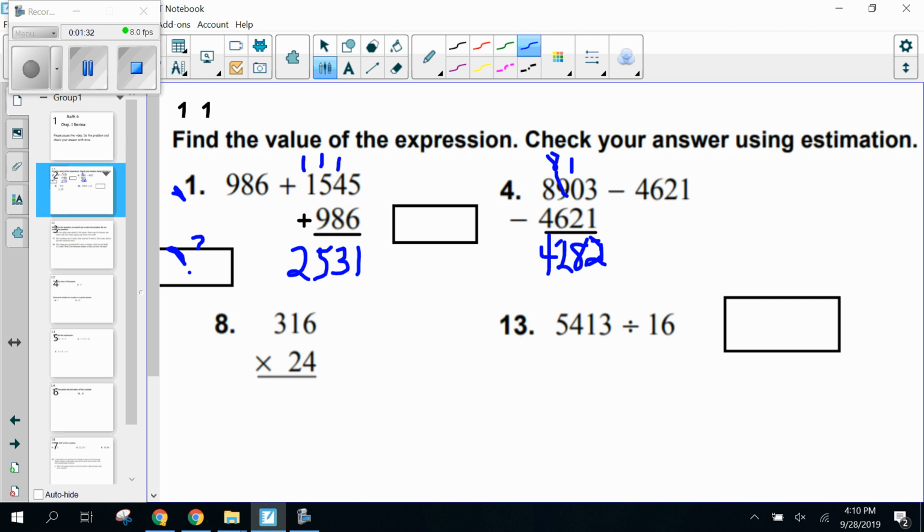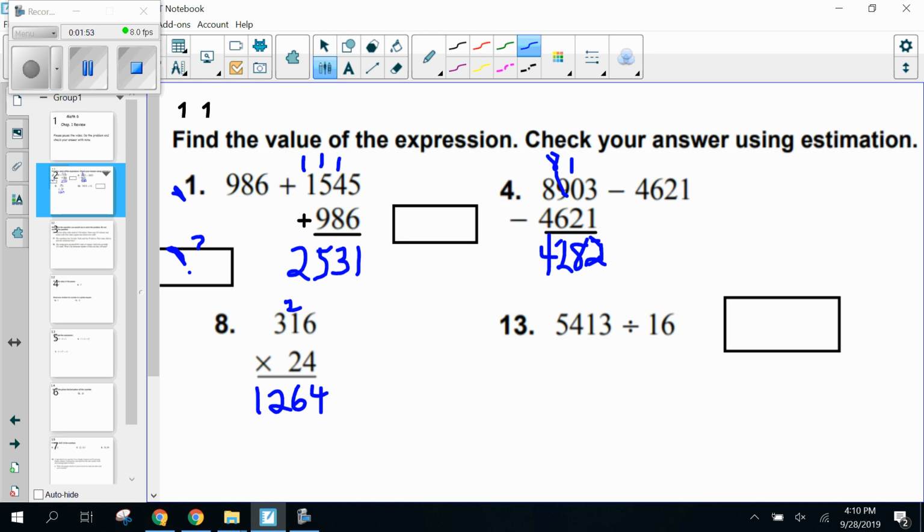Okay, for multiplication, we have to do one row at a time. So our first row is going to be 4 times 316. So 4 times 6 is 24. Carry the 2. 4 times 1 plus 2 is 6. 4 times 3 is 12. So that's our first row.